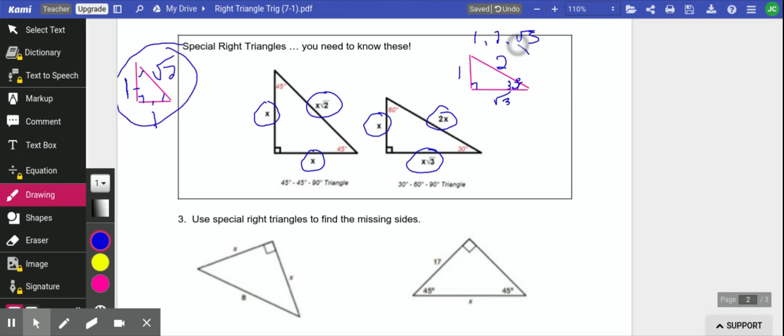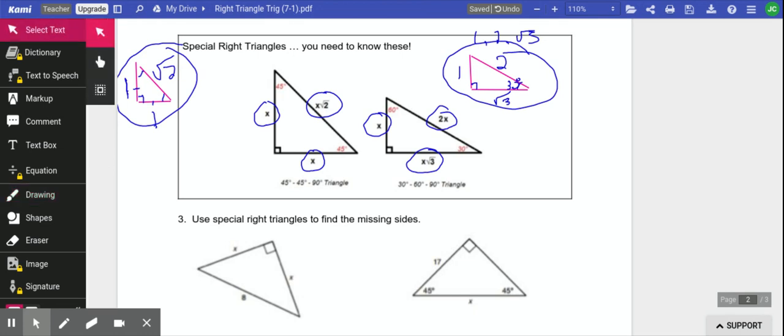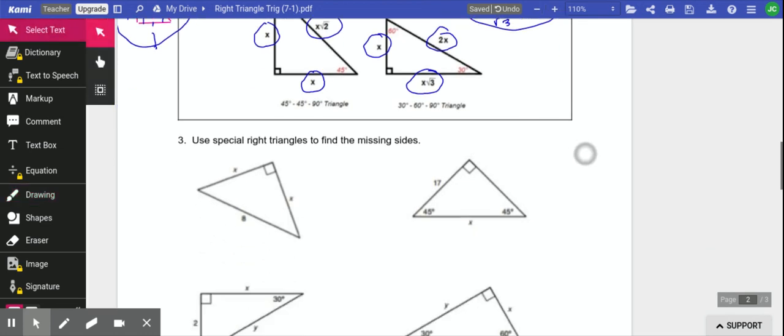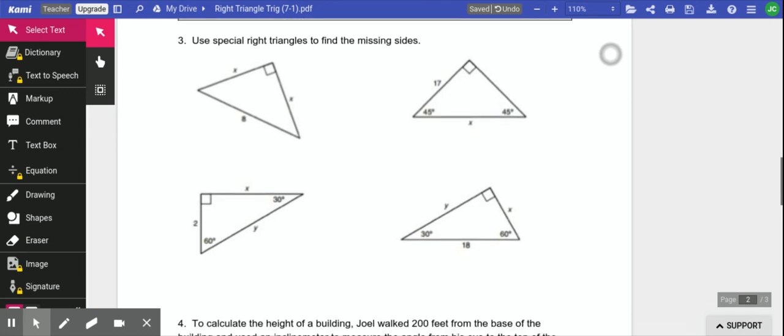Usually I use this version, the 1, 1, root 2, and the 1, 2, root 3 versions of it. That's what I want you to know. For the problems we're doing today, we're going to use the x root 2, but it is the same thing. So like I said, put a star by this, circle it. We're going to be dealing with this a ton. So we're going to use those special right triangles to find the missing side lengths.